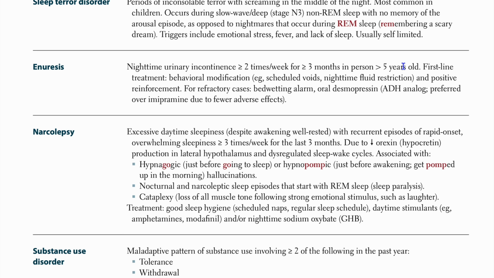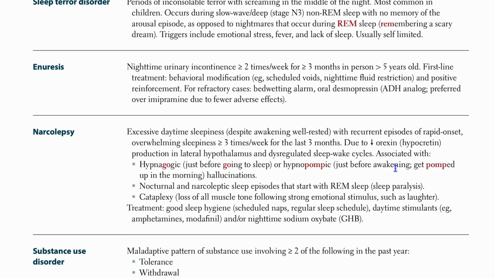Narcolepsy, excessive daytime sleepiness despite awakening well rested. Okay, this is an important one. So, excessive daytime sleepiness despite awakening well rested, with recurrent episodes of rapid onset overwhelming sleepiness three or more times per week for the last three months. And it's due to decrease in orexin or hypocretin production in the lateral hypothalamus and dysregulated sleep-wake cycles, associated with hypnagogic, just before going to sleep, or hypnopompic, just before awakening, hallucinations. So if they get hallucinations right before they go to sleep or right before they wake up.